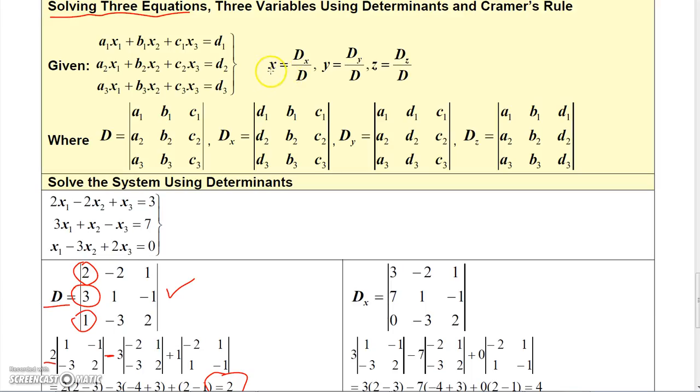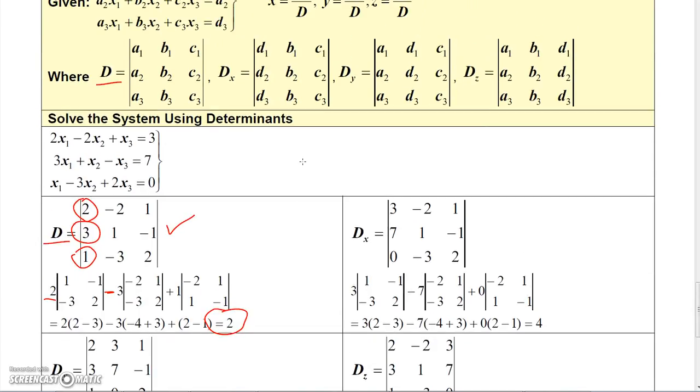Okay? Now notice that x is dx over d, y is dy over d, and z is dz over d. But notice that each of these determinants for dx, dy, and dz look exactly like the coefficient matrix except for one thing. Wherever the variable's coefficients would normally be, we put the constants. So for dx, instead of the x coefficients, we put the constants d1, d2, d3. For dy, in the middle where the y coefficients would be, we put d1, d2, d3. And for dz, we put them in the last column.